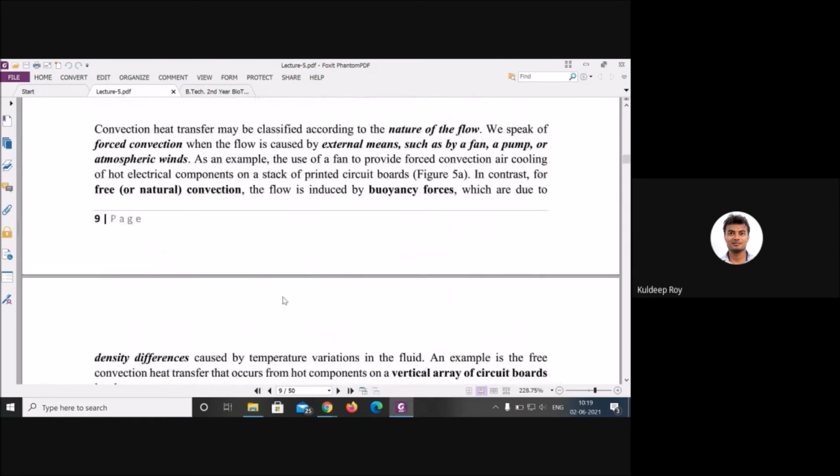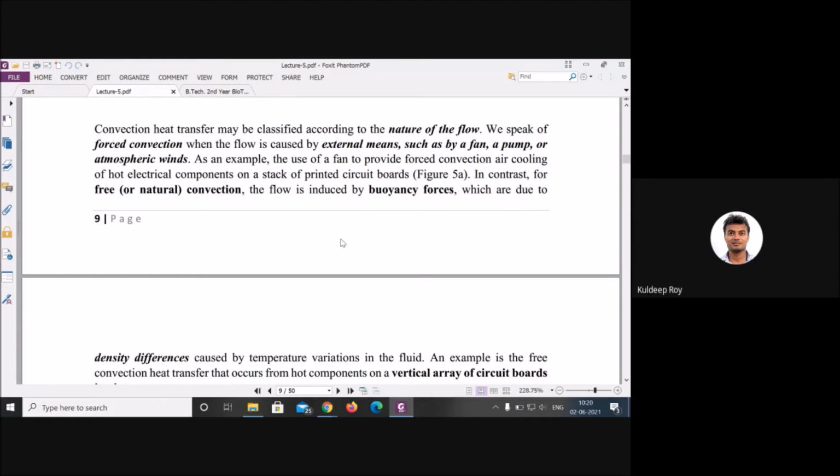Okay, convection heat transfer may be classified according to the nature of the flow, where the fluid is flowing. We speak of forced convection when the flow is caused by some kind of external means, like a fan, pump, or atmospheric wind. As an example, the use of a fan to provide forced convection air cooling of electrical components on a stack of printed circuit boards.